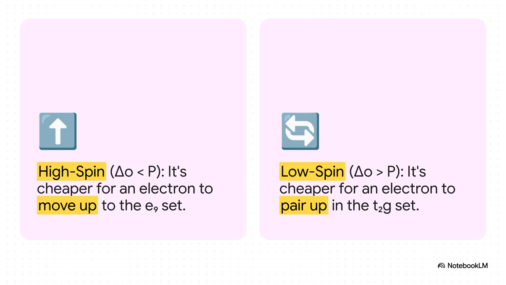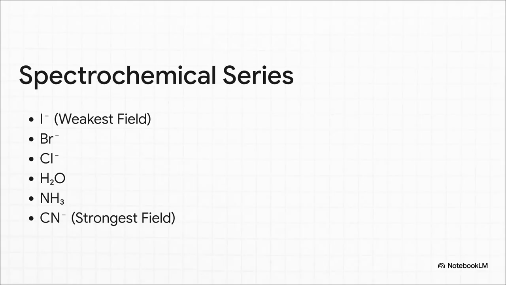It takes less energy to move up than to pair up. This feeds us what we call a high-spin complex with lots of unpaired electrons. On the other hand, if that gap is huge from a strong field ligand, then the jump is just too expensive. It's cheaper to pay the smaller pairing energy and double up in the lower level, and that gives us a low-spin complex. So you're probably asking, how do we know if the field is weak or strong?